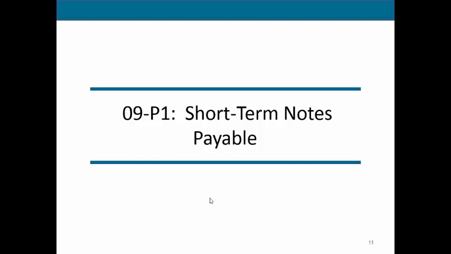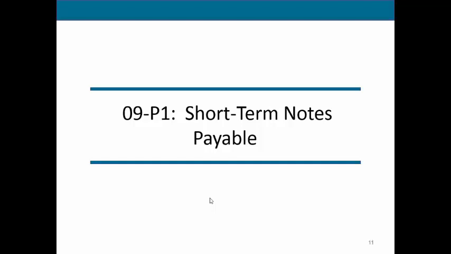So maybe it's a 9-month note payable. Or you could have a long-term note payable that includes installment payments, meaning that you don't wait until the end of the payable to make one payment. Instead, if it's an installment type note, you make payments as you carry out the length of the note.